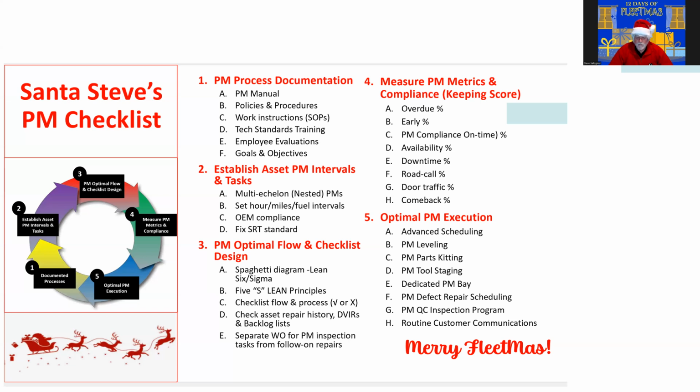Make sure you have a good parts kitting program so they're staged in advance. Tools are staged in advance. And you have a dedicated work bay for consistency and compliance. And then you have a good PM defect repair scheduling program. So once the PM inspection is done, you schedule those repairs that you find.